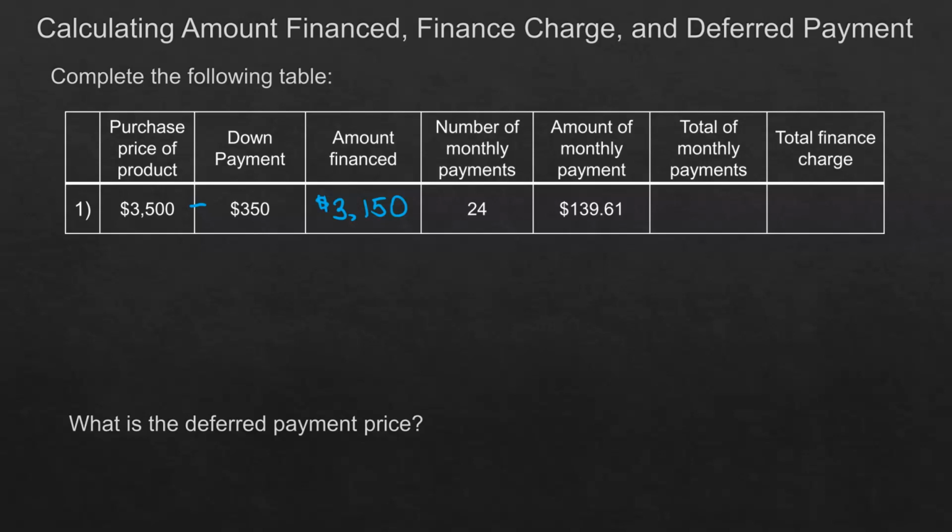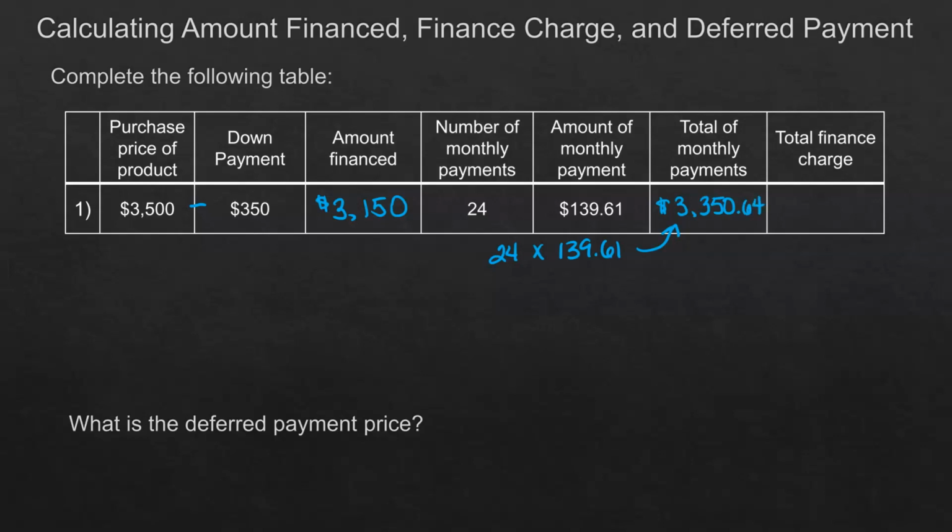Okay. Now it's telling us the number of monthly payments. There are 24, and the payment is 139.61. So we take 24 times 139.61, and that's going to tell us the total of the monthly payments. So you simply multiply, and that's how much that you would have paid by the end of the loan, basically. So that amount is 3,350.64.